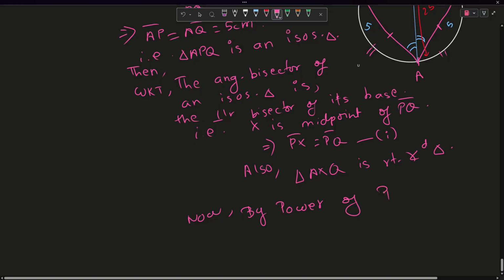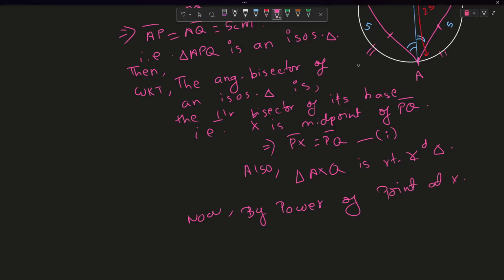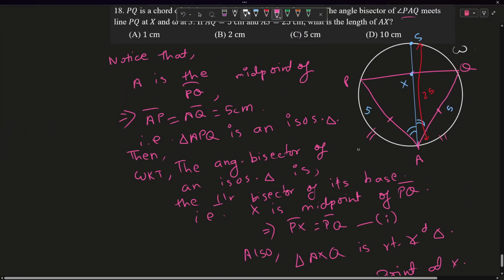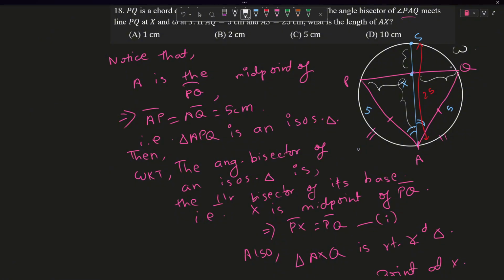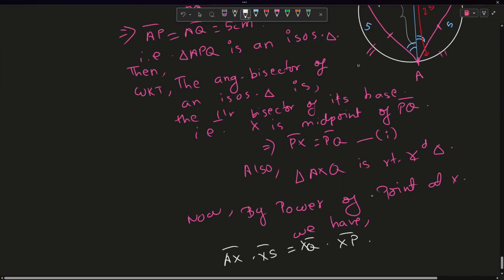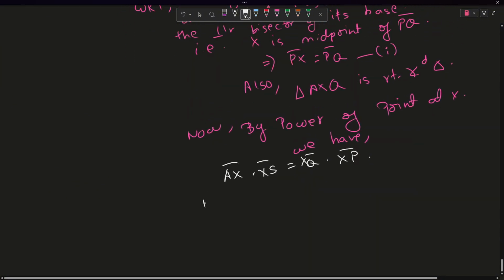By power of point X, we have AX times XS should equal XP times XQ. So basically AX times XS equals XQ times XP. From this equation, we basically get AX times XS is equal to XP whole square.